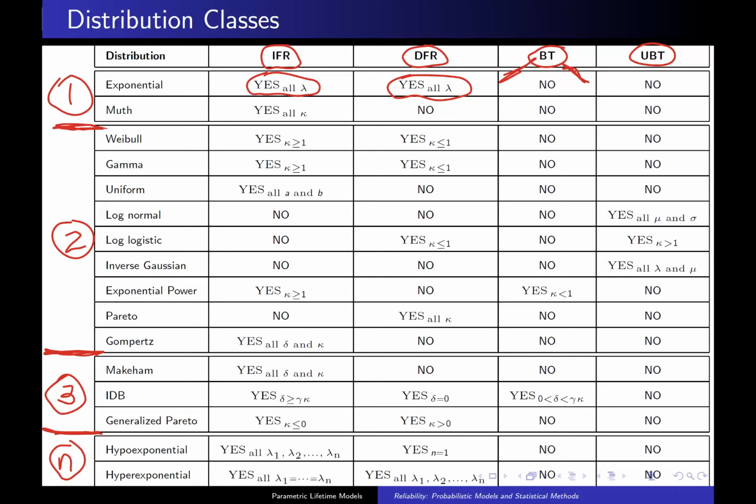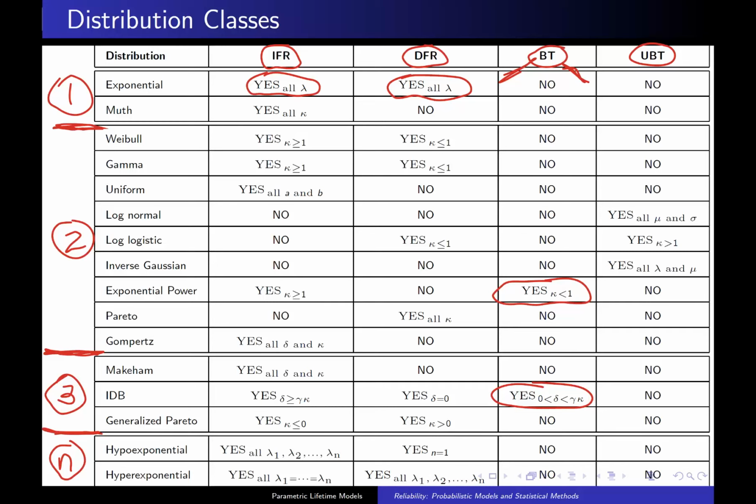First of all, if you have a situation where you believe that your data values are well fitted to a bathtub-shaped distribution, you don't get a lot of options. You can see all these no's here. There is a yes for the exponential power distribution when its parameter kappa is less than 1, and there is also a yes for the IDB distribution, if you remember that one, increasing, decreasing bathtub, and it assumes the bathtub shape when the parameter delta lies between 0 and gamma kappa.